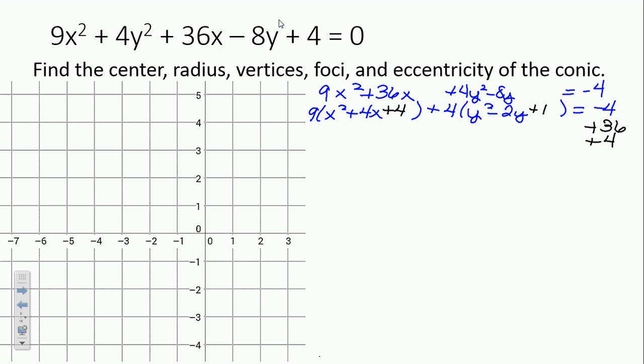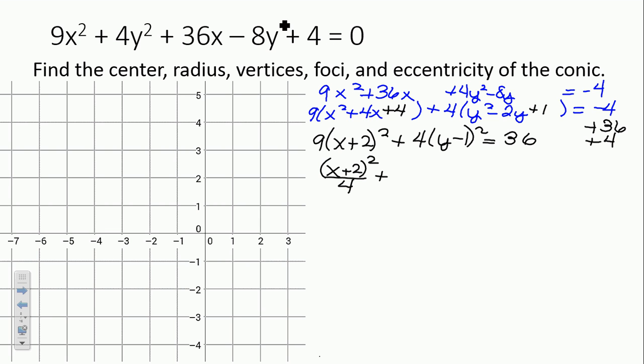Okay, so left side. We have 9 times x plus 2 squared, 4 times y minus 1 squared, 36 on the right side. Divide by 36. X plus 2 squared over 4 plus y minus 1 squared over 9 equals 1. So it helps to plot all 4, just the major vertices.